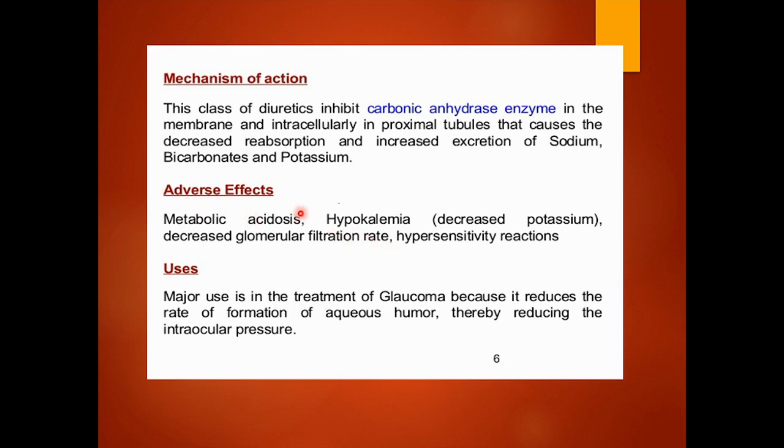So what are the adverse effects of this category of drugs? These drugs produce metabolic acidosis, hypokalemia, that is decreased potassium, decreased glomerular filtration rate, and hypersensitivity reactions. The major use of this category of drugs is in the treatment of glaucoma, because it reduces the rate of formation of aqueous humor, thereby reducing the intraocular pressure.